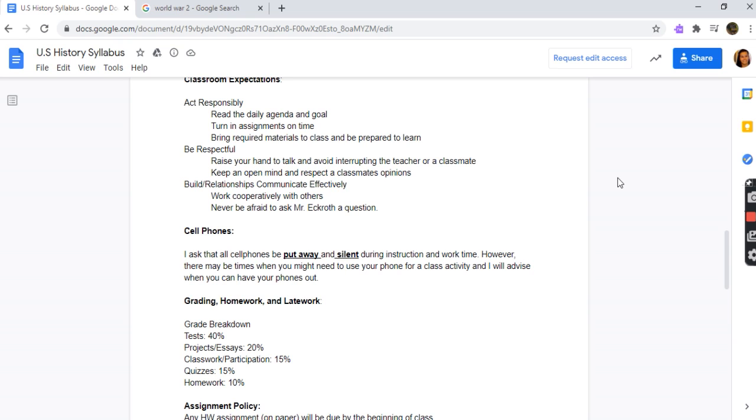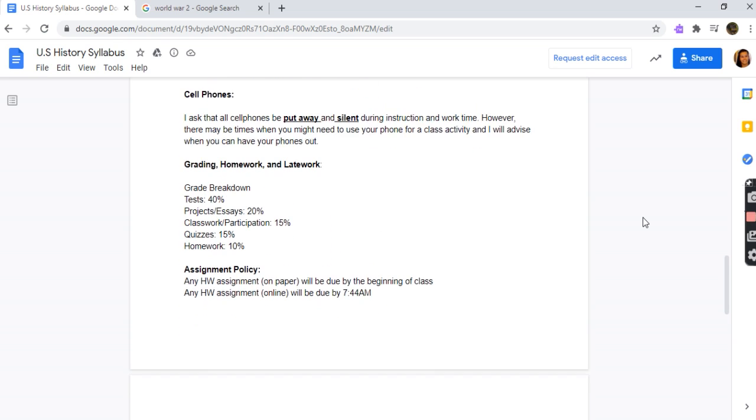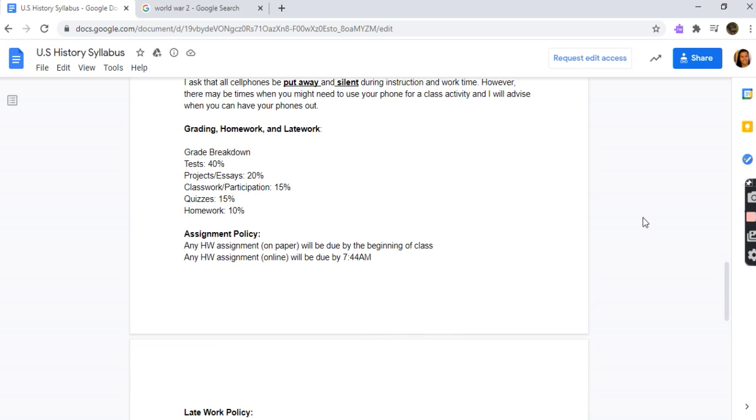Grading, homework and late work. Grade breakdown. Tests, 40%. Projects and essays are 20%. Classwork and participation, 15%. Quizzes, 15%. That's the same as the classwork and participation. And homework is 10%. Yeah, tests are our most effective way.